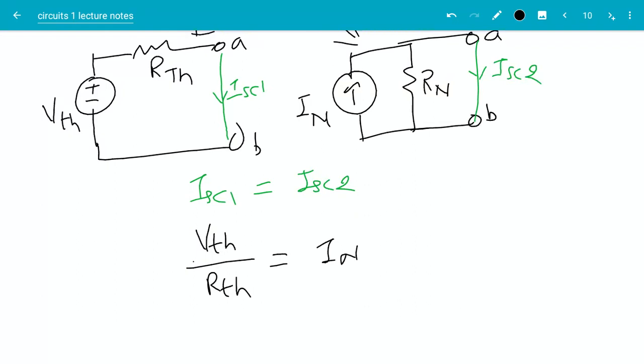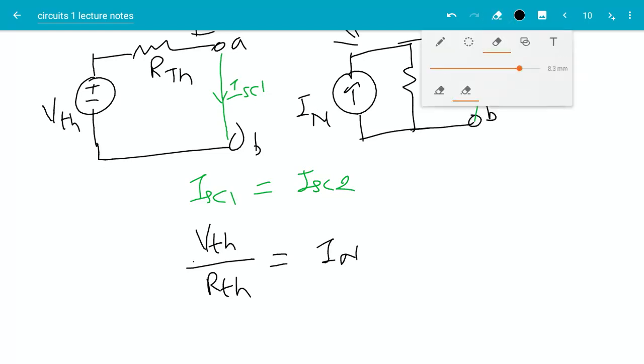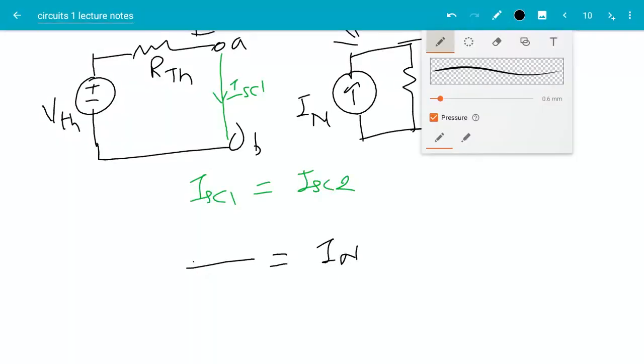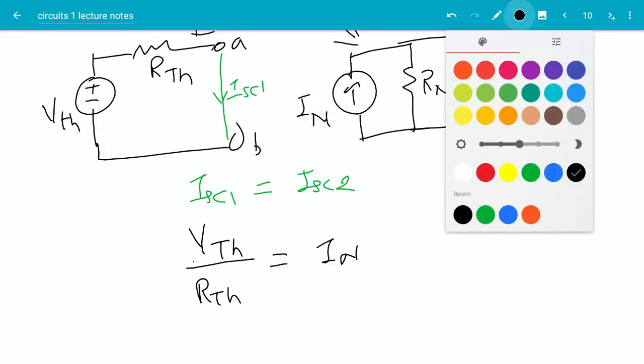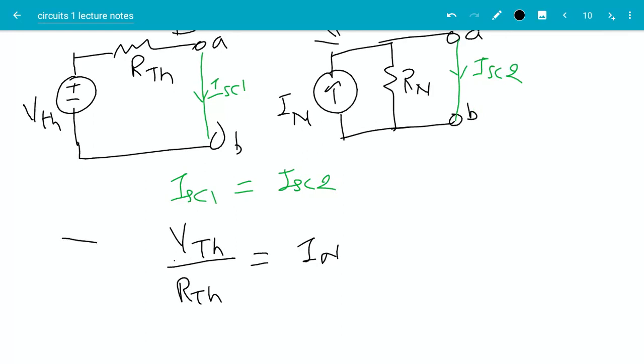Let me keep my notations consistent here. So this should be capital V TH, capital R TH, and IN. All right, so we have one relationship here. So now we short circuited and got a relationship.